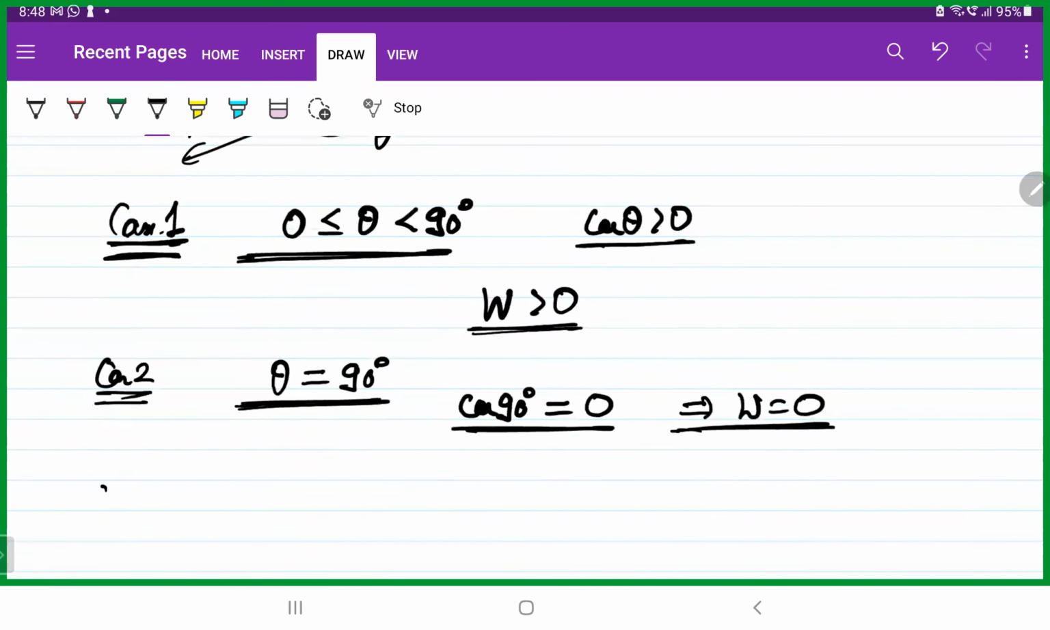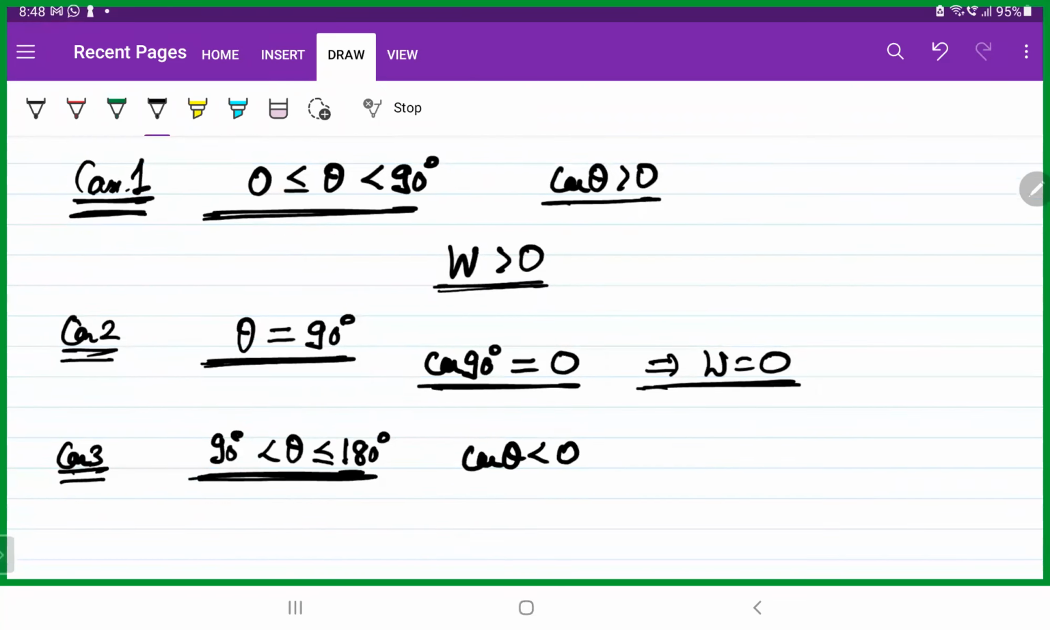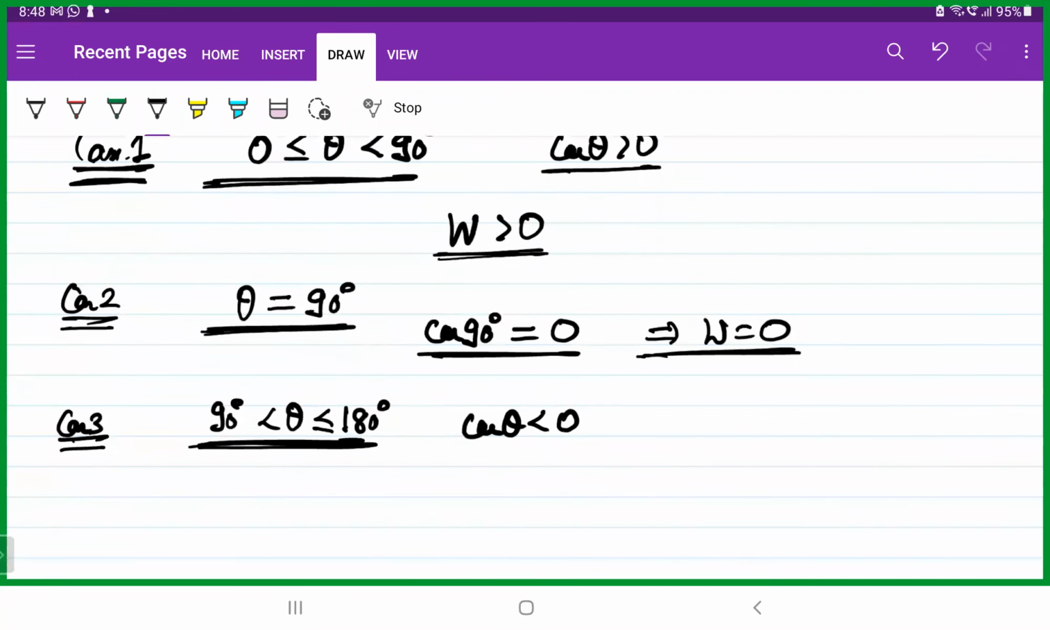Then case 3: theta is between 90 and less than 180. Between 90 and less than 180 degree, cos theta will be negative. Cos 120 will be negative. In fact, I'll tell you how to calculate those quantities also after this, so that you will know how to do it in any numerical. Cos theta will be negative.